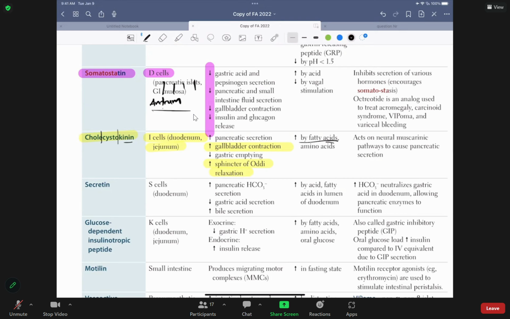Why did they put amino acids? Let's see here. What amino acids stimulate cholecystokinin? If you guys don't answer, you're going to write page 74 again today. Ketogenic amino acids. Why ketogenic amino acids? Ketogenic amino acids are considered fat, isn't it, folks? What are the ketogenic amino acids?